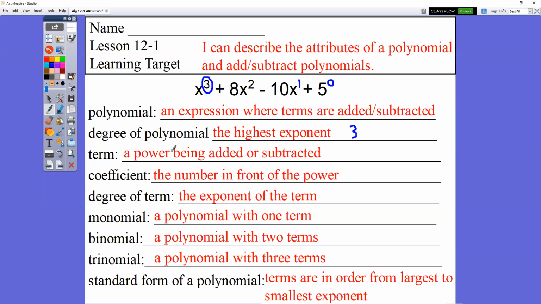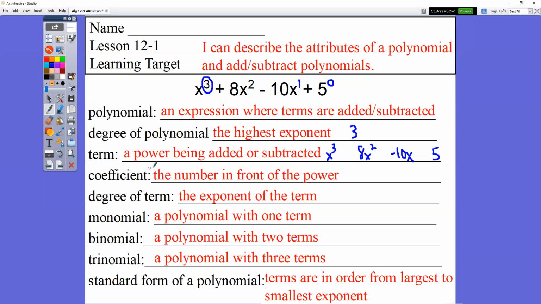A term is a power that is being added or subtracted. There are really 4 different terms here. This x cubed is a term. It's really 4 different items that we have here. We have an 8x squared. That is another term. We have a negative 10x. That is another term. And we have a 5, which is our 4th term. So there's really 4 different terms here that we are adding and subtracting together to form our polynomial. But each one of these individually is called a term.